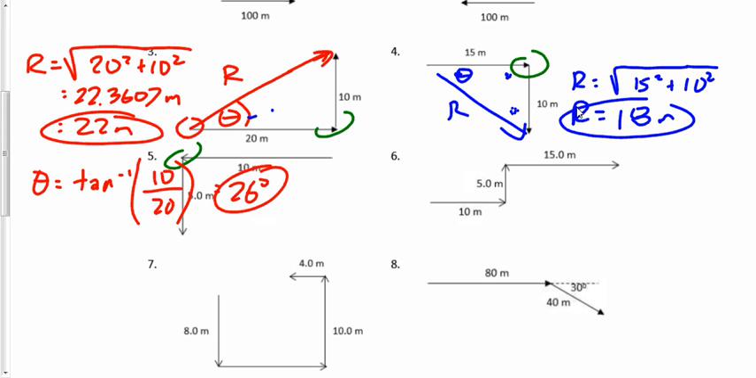In other words, when I add 15 plus 10 together, I get 18 at a certain angle. And the angle is going to be found by, once again, the inverse tan function. Theta is equal to the inverse tan of opposite over adjacent. What's the opposite side here? Alex, is the opposite side of this triangle 15 or 10? 10. Good. The opposite side is the one that's not touching the angle, so it's going to be 10. The adjacent side is 15.